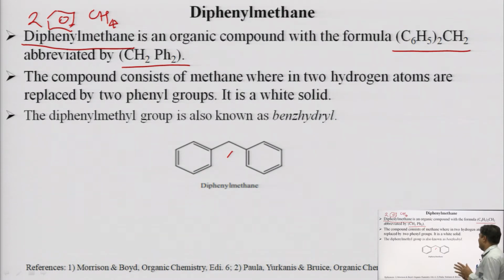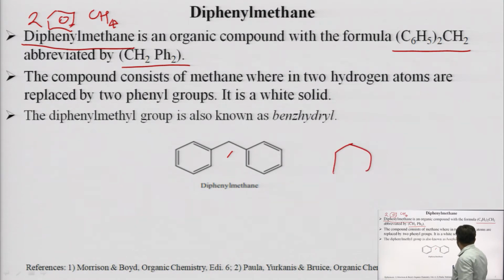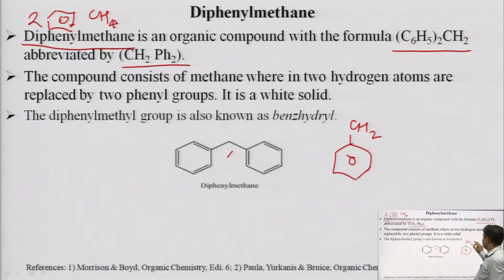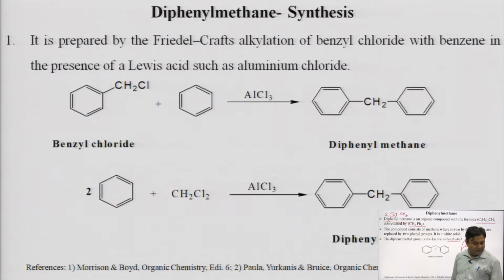By appearance it is a white solid. The diphenylmethyl group is also known as benzhydryl. If this moiety is attached anywhere along with a benzene ring, it is known as the benzhydryl group. So the diphenylmethyl group is also known as benzhydryl.